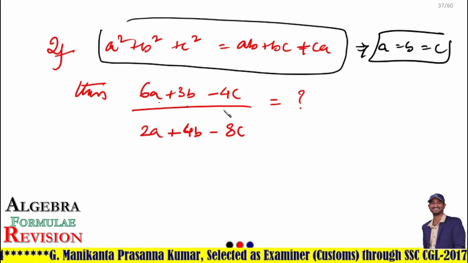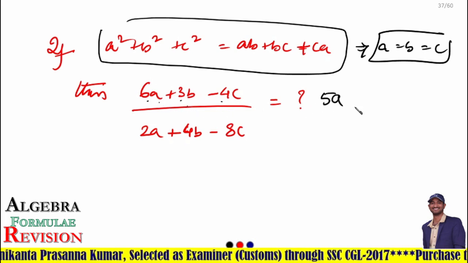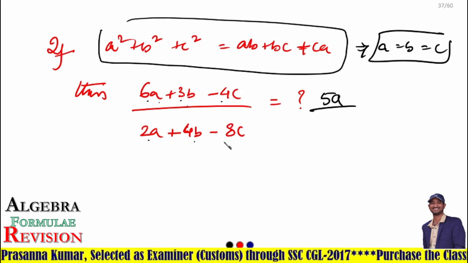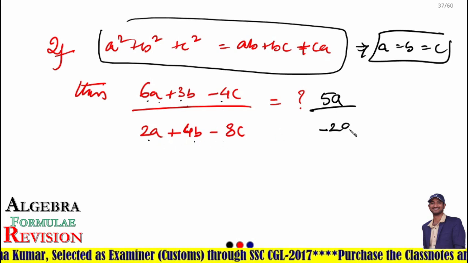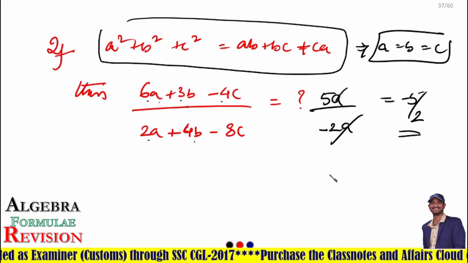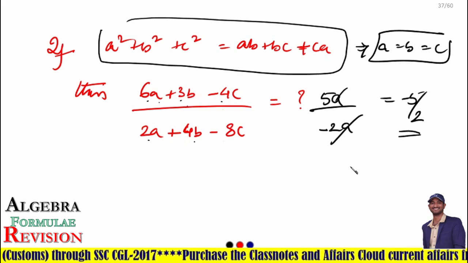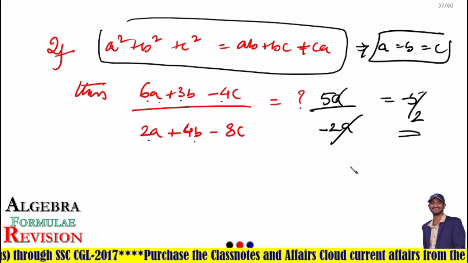So a equal to b equal to c. So 6a plus 3a minus 4a, how much? 5a, by 2a plus 4a minus 8a, that is minus 2a. A cancels, minus 5 by 2 is the correct answer. Is it clear? Okay, so this is very important.